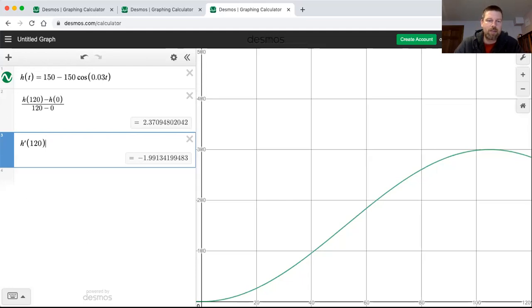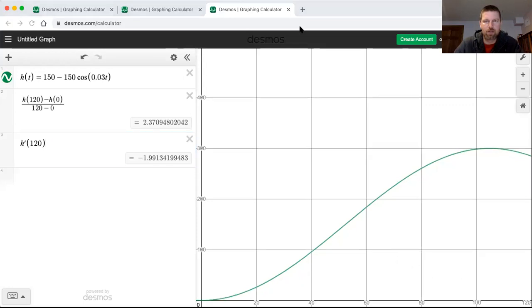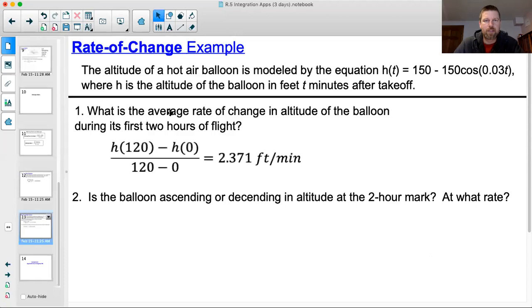So then going back to my problem, we'll finish answering it and we will be done here. All right, so what is average rate of change in the altitude? That was one we found when we did these, 2.37 feet per minute. Was it ascending or descending, and at what rate? h prime was negative 1.991 feet per minute.